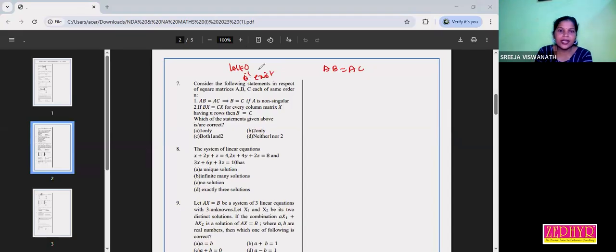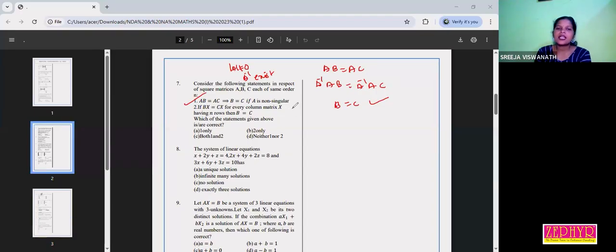Since A is non-singular, A inverse exists. We can pre-multiply with A inverse on both sides of the given equation: A inverse into AB equals A inverse AC. Now A inverse into A is I, so we can cancel and we get B equal to C. That is true. Statement 1 is true.